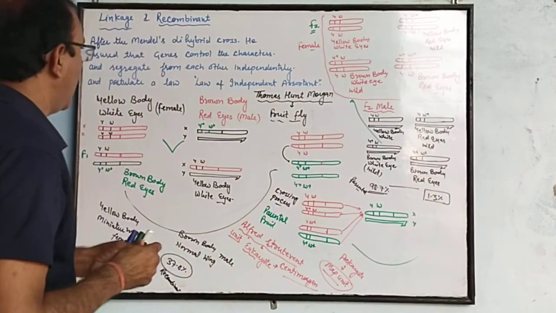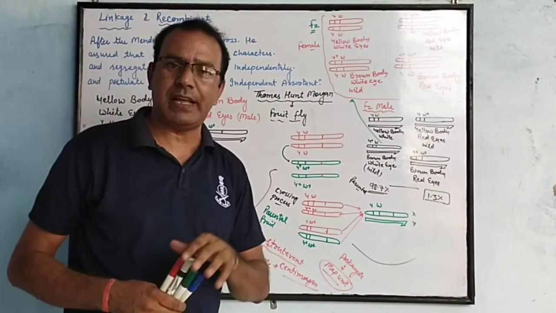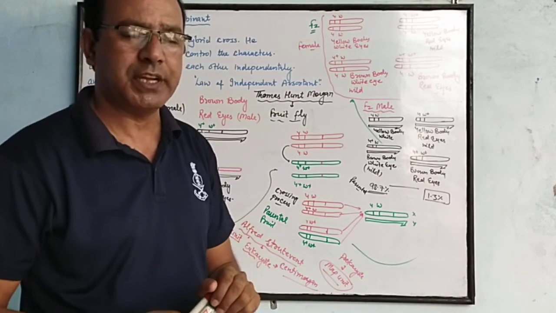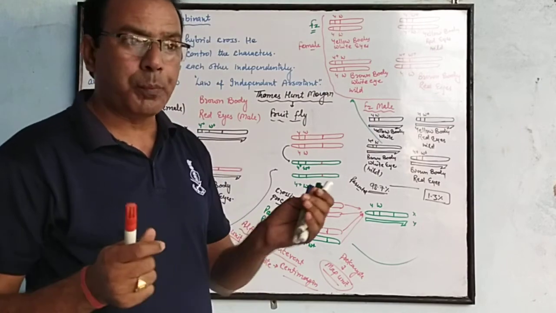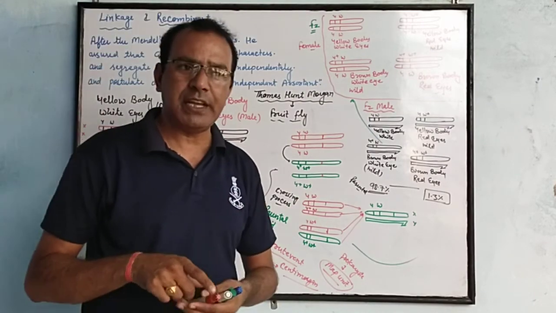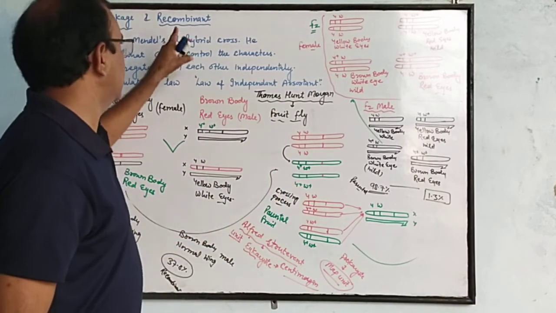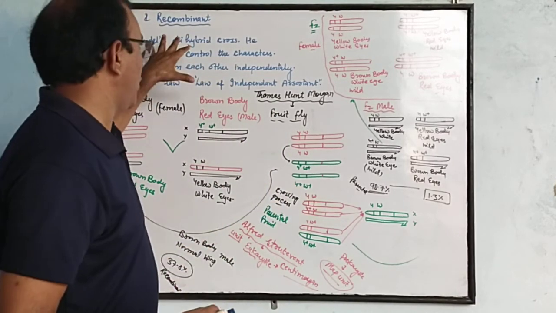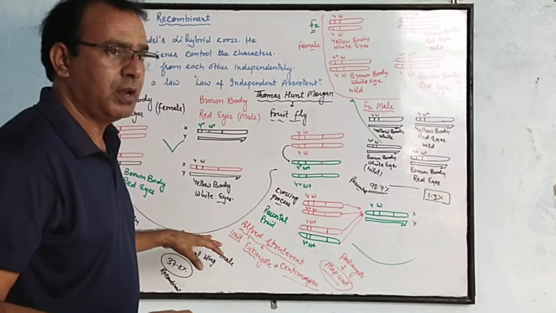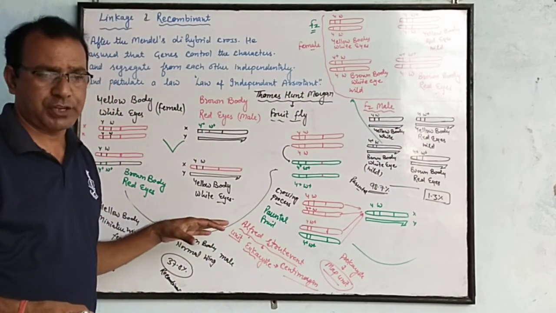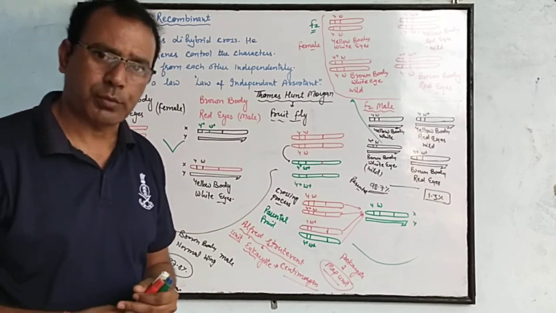So this is linkage and recombinant. What is linkage? Physical association of genes on a chromosome is known as linkage. Recombinant: when we cross two parents with each other, the progeny that is non-parental, not resembling the parents, is known as recombinant. This recombinant and physical association of genes give a different ratio after dihybrid crossing, not according to Mendel's law of independent assortment. Clear?